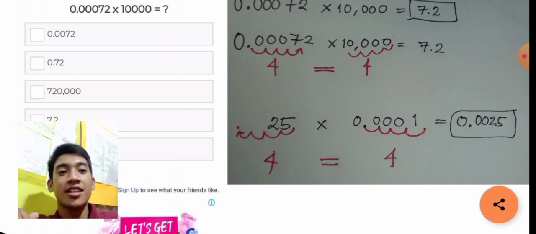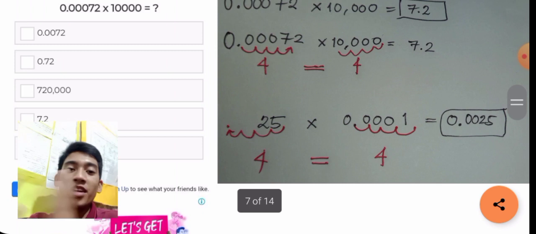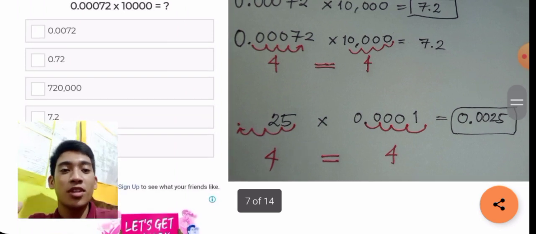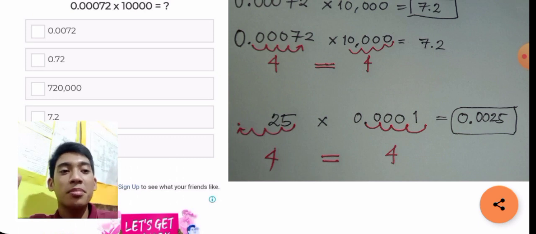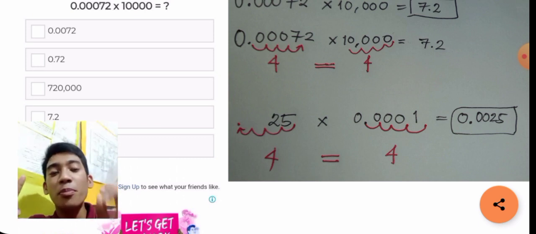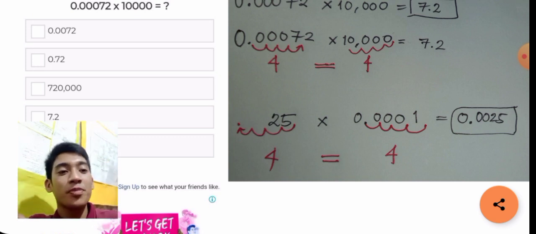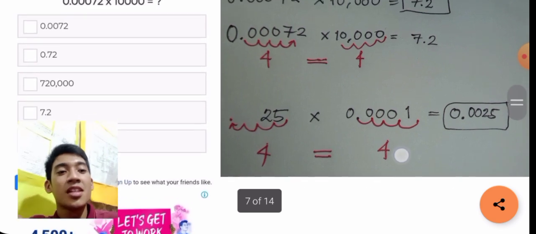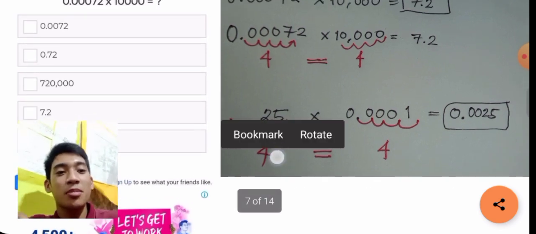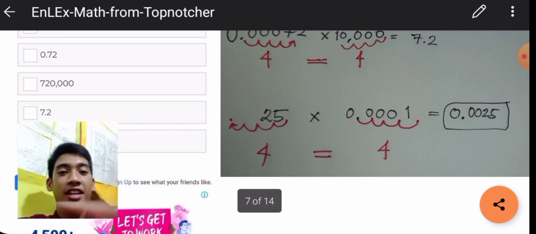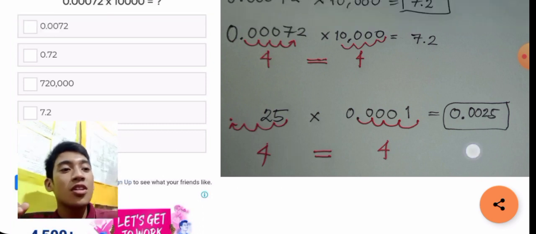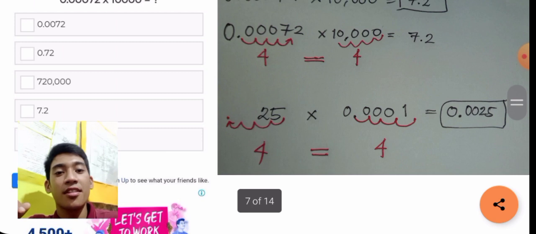Next, what if we multiply a whole number with a decimal, like 25 multiplied by 0.0001? It's the opposite. So this time, move the decimal to your left. Why 4? Because there are 4 decimal places in 0.0001. So move 4 decimal places to make it 0.0025.